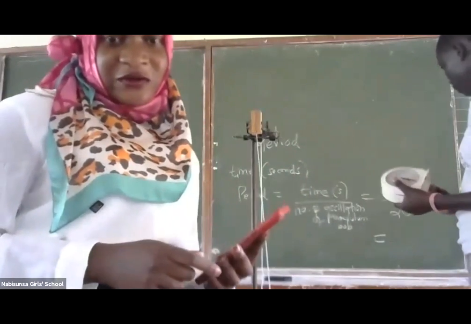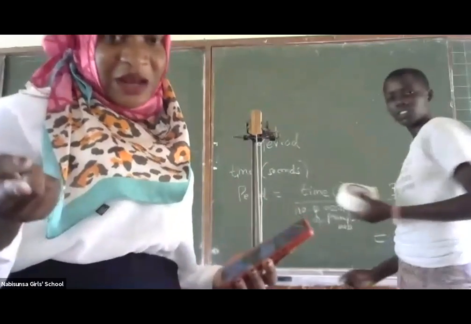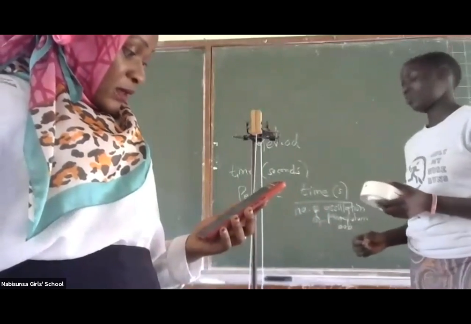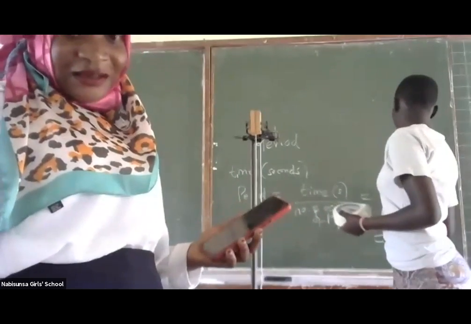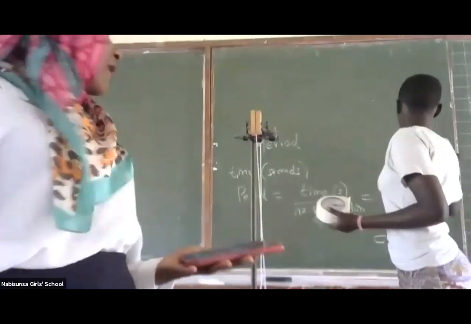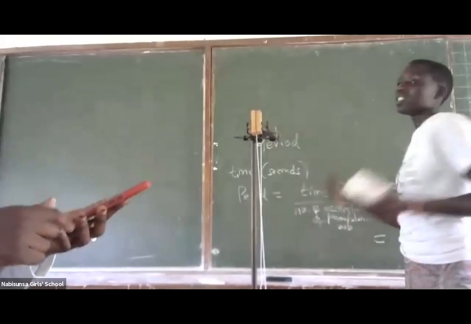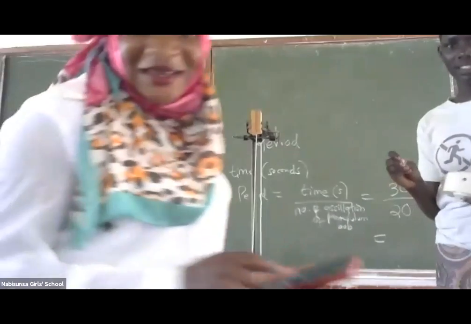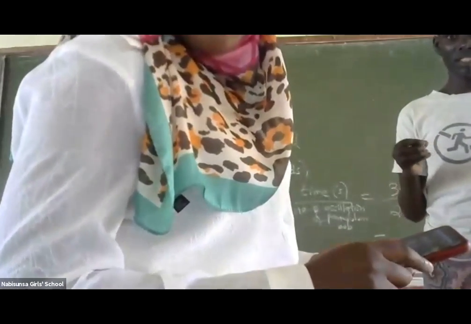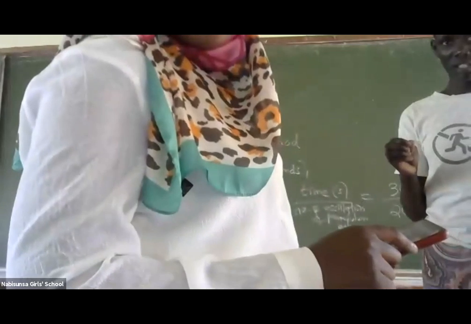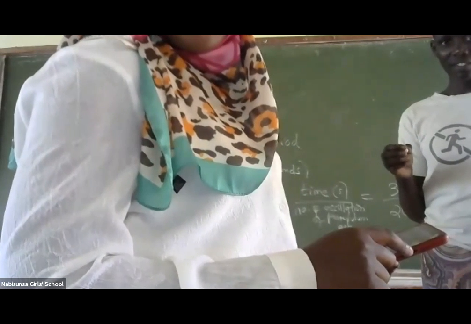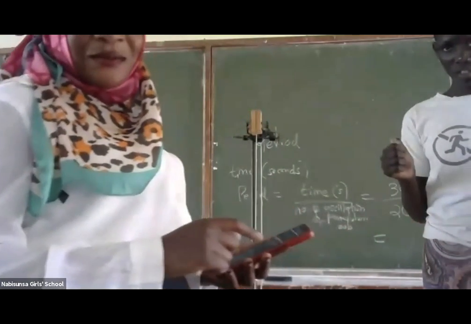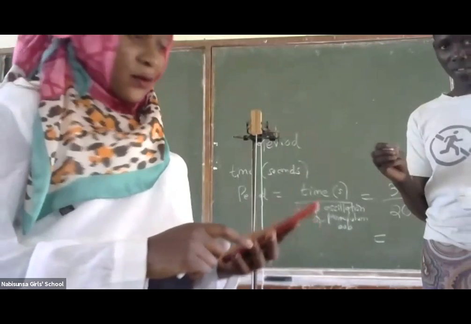Someone got 20, someone here got 20 seconds. People are telling me they got 20 seconds. Are you sure? Someone got 20. Okay. So when you divide 30 by 20, it is 1 remainder 10.